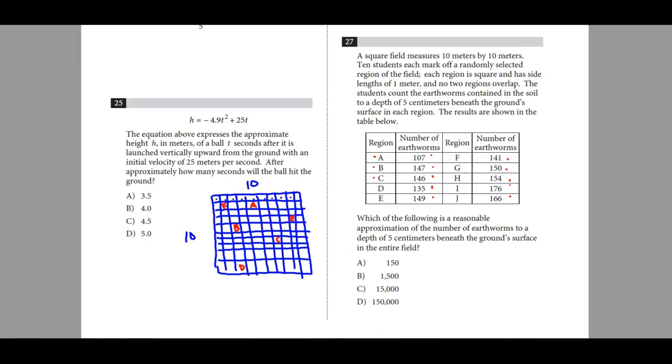Then it says, which of the following is a reasonable approximation of the number of earthworms to a depth of 5 centimeters beneath the ground surface in the entire field? So they want to know how many worms are in the entire field. Just looking at these numbers here, these numbers are extremely far apart.